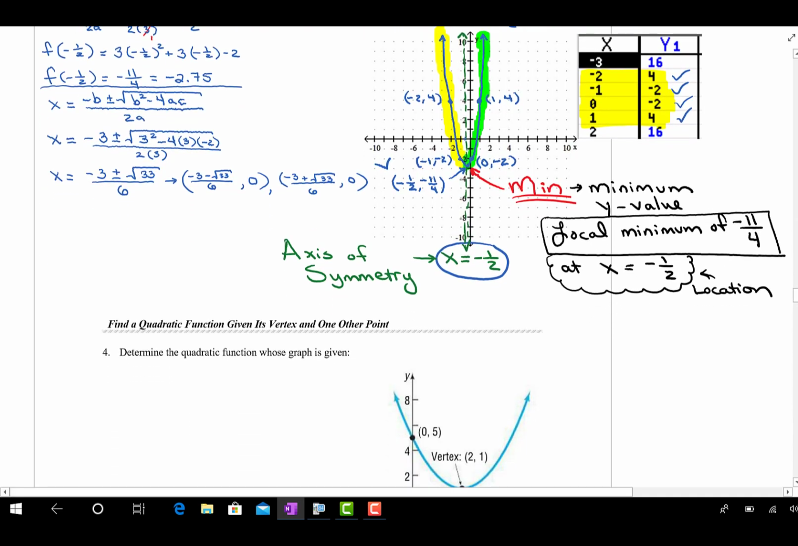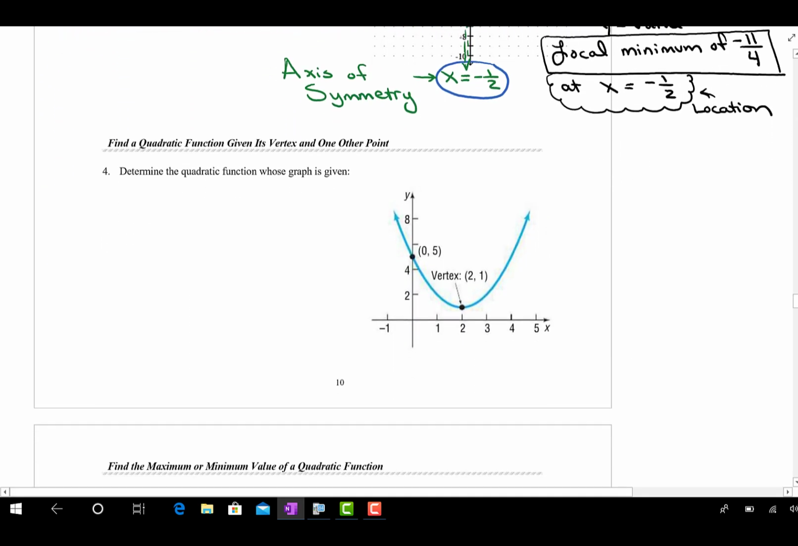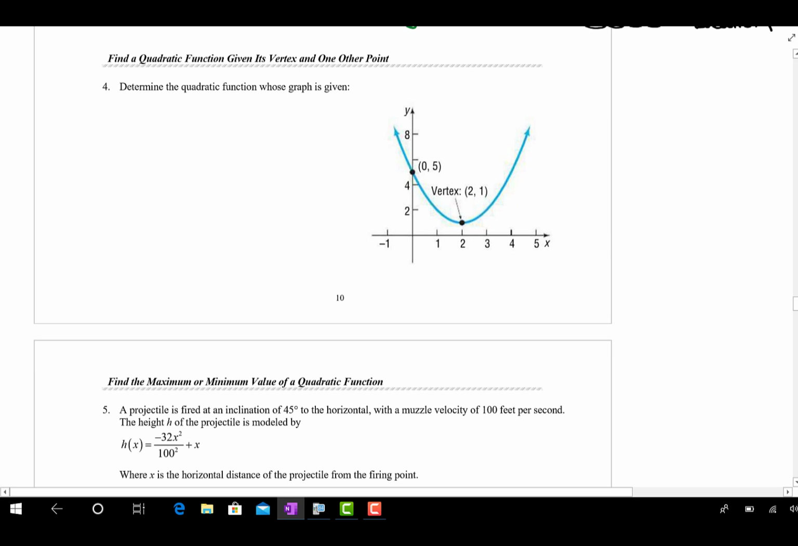All right, so let's go on to the next problem. Number 4, determine the quadratic function whose graph is given. So we're going to have to figure out the equation of this quadratic function. We're given the vertex (2, 1), and we're given the y-intercept (0, 5).